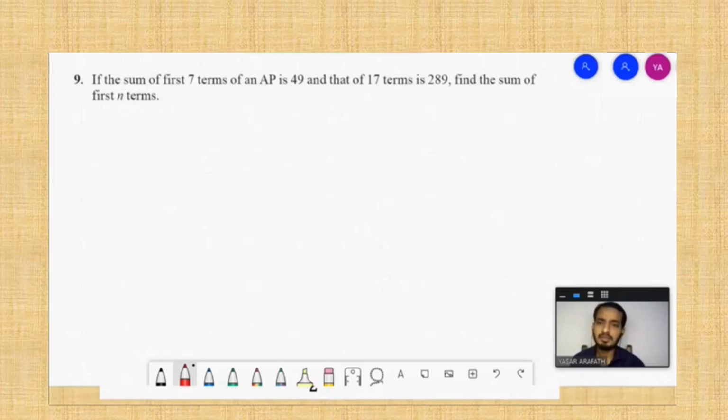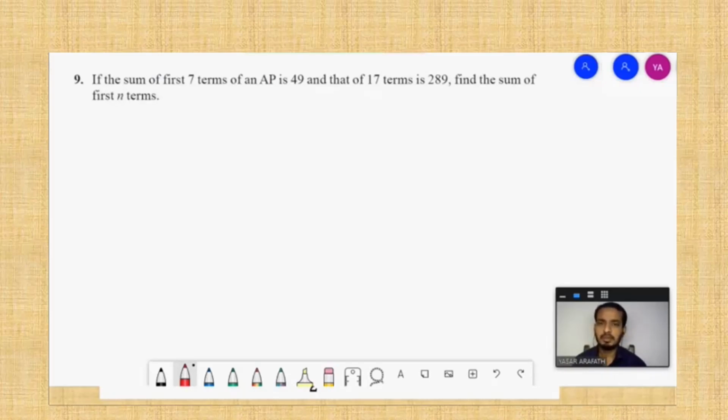So the sum of the first 7 terms is given, and the sum of the first 17 terms is also given. We want to find the sum of the first n terms. What we do here is make a pair of equations and solve them to get the values of a and d, the first term and common difference. Then we can form the progression, and once we have a and d, we can find the sum of n terms.